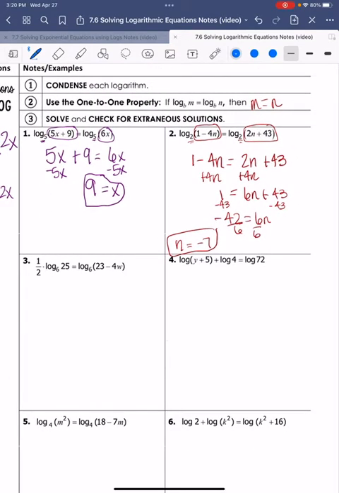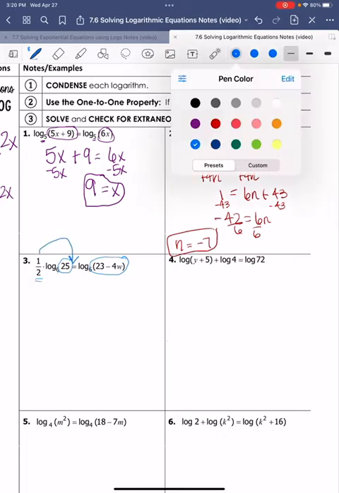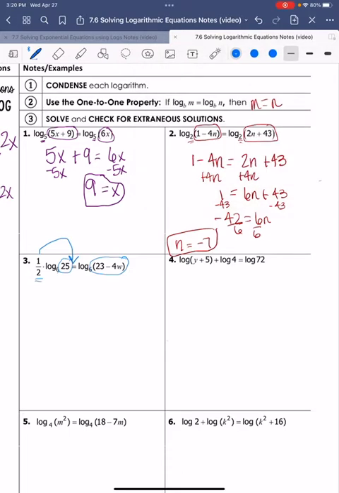Okay, so you look at number 3, and the problem is this 1/2 in the front. So they both have a base of 6. Argument is 25. Argument is 23 minus 4w, but the problem is this 1/2 in front. So before I can say equal base, equal arguments, I have to move this 1/2 up. That's the power property of logs. So this is now going to become the log base 6 of 25 to the 1/2.